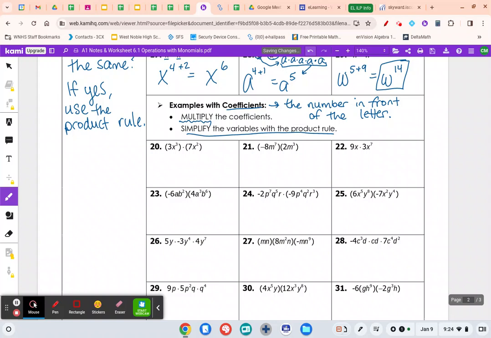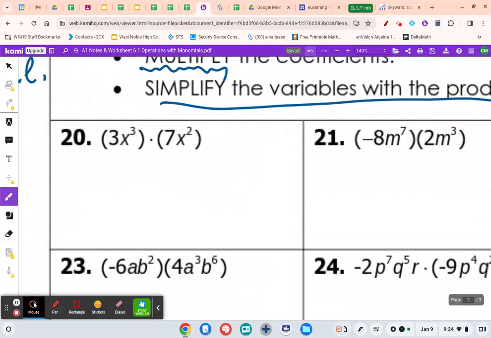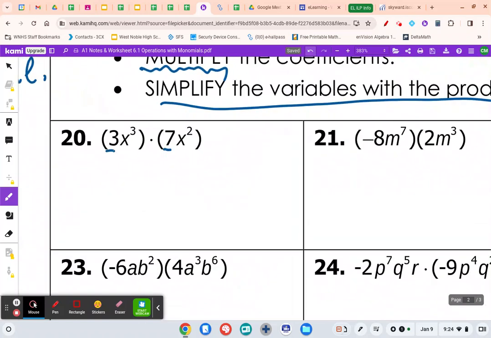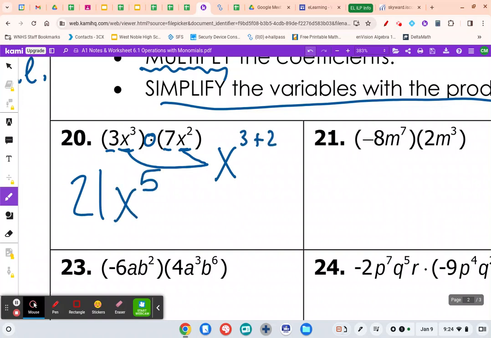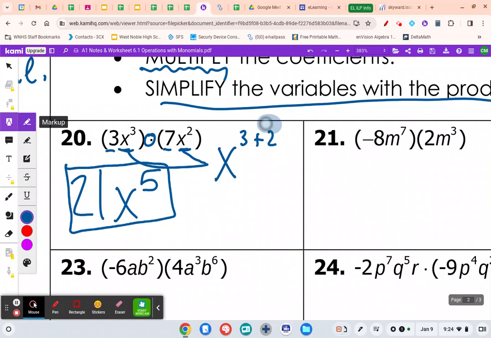So for example, number 20. You just take 3 times 7 because they're being multiplied, right? So 3 times 7 is 21. And then you work with the product rule on your variables. That's x to the 3 plus 2, or x to the fifth power. You don't always have to do this if you do not want to. If you can do that in your head, that's fine.